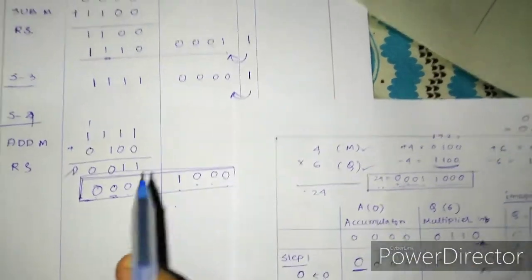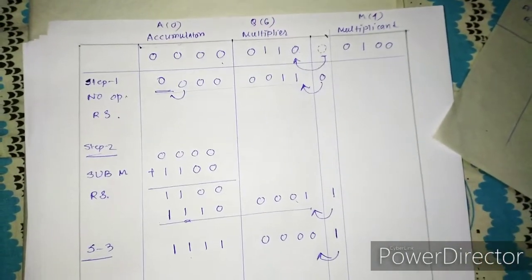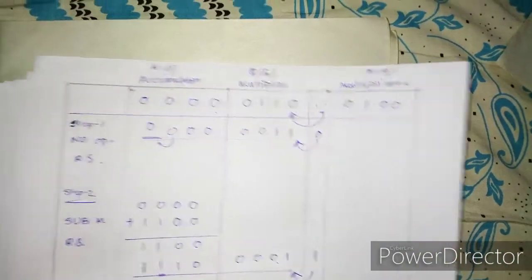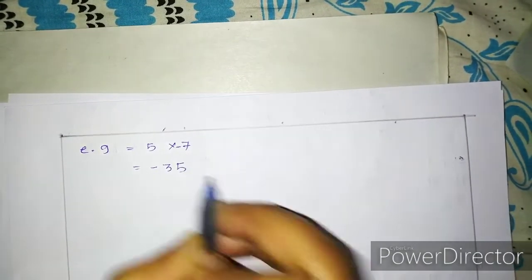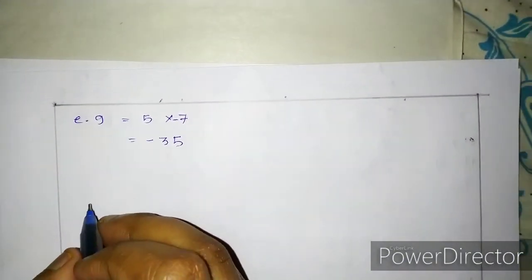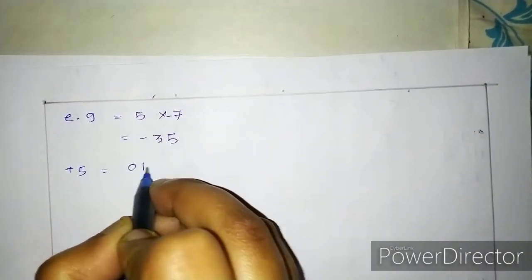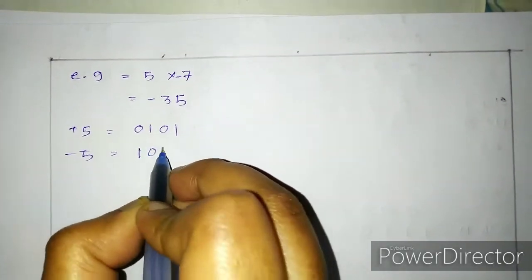This is the answer. Now I think we know that we are performing Booth's algorithm because of negative numbers. We can't perform signed numbers here, so that is why we are doing this. Let us give an example. 5 into minus 7 should give you minus 35. Just do this with me, please, I'm begging you. Plus 5 equals 0 1 0 1. Minus 5, it will be 1 0 1 1.